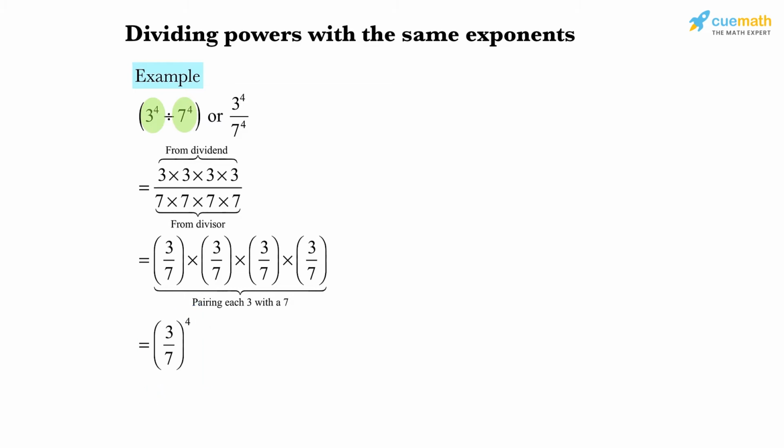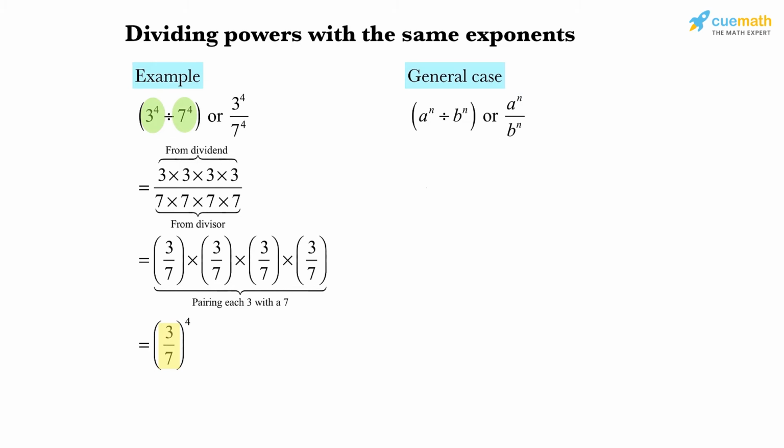So we can see that the original bases 3 and 7 have divided in the final result. And this was possible because both 3 and 7 had the same power 4. So both were repeated the same number of times. Now let's generalize this example. Suppose that we now have to calculate a to the power n divided by b to the power n, which we can write in either of these two ways.